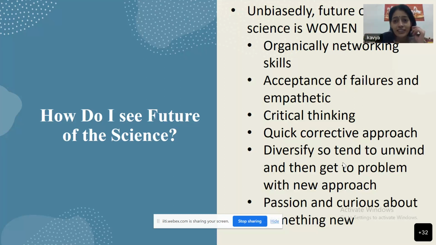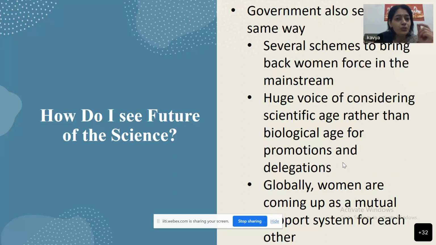So, unbiasedly, I say it strongly, the future of science is women. And not only me, the government also sees it the same way. There are several schemes which have been launched to bring back the women in the science force mainstream. There is a huge voice of considering the scientific age rather than the biological age for promotions and delegations of senior roles. And globally, women are coming up as a mutual support system for each other.